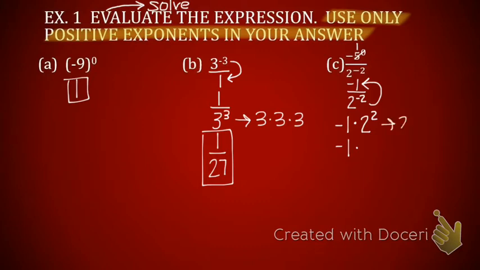Remember, 2 squared means 2 times 2. And what does that equal? 4. And then what's -1 times 4? -4. You say, Ms. Johnson, do I have to show all this work? Okay. Yes, because there's not a lot of work to show.